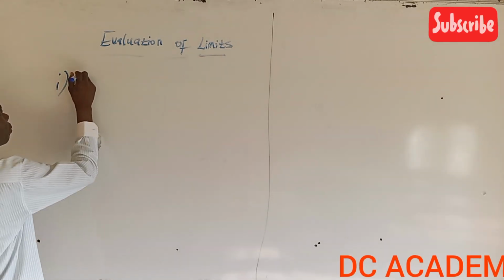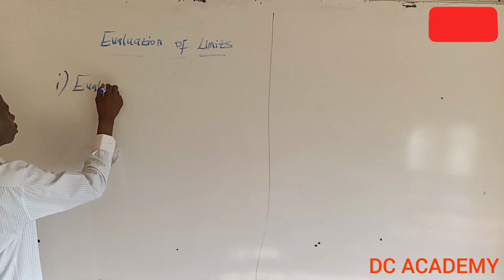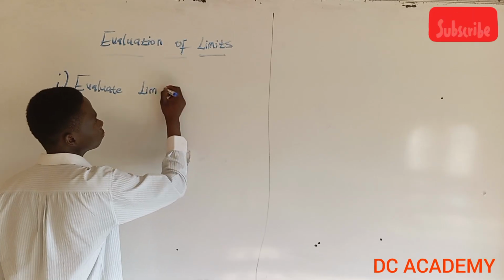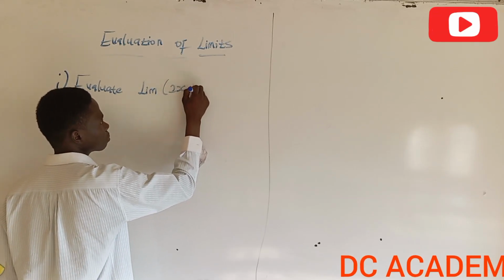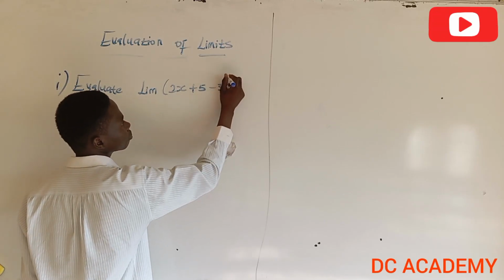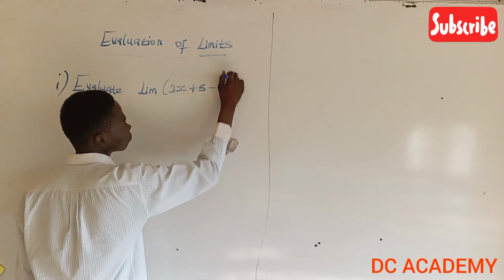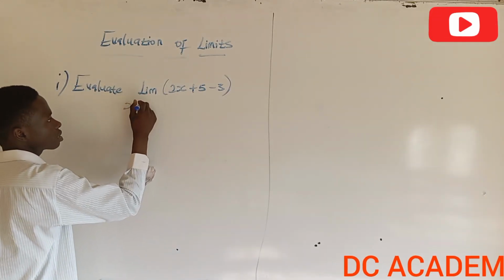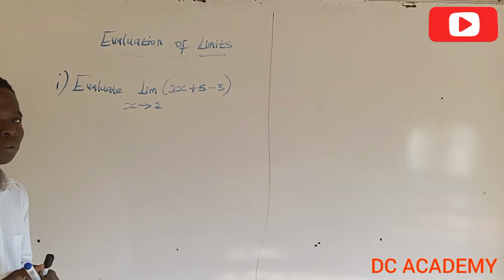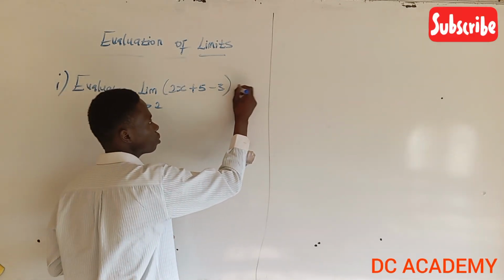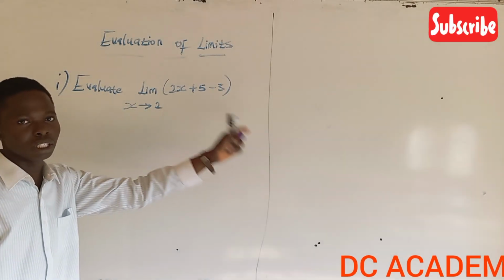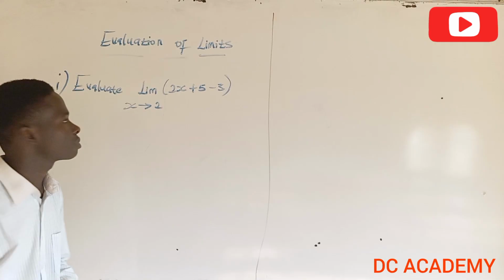Evaluate the limit of 2x plus 5 minus 3 as x tends to 2. And if you observe, while proving limits you have the limit given here, but here in evaluating limits, you don't have the limit. You're trying to find the limit in this case.